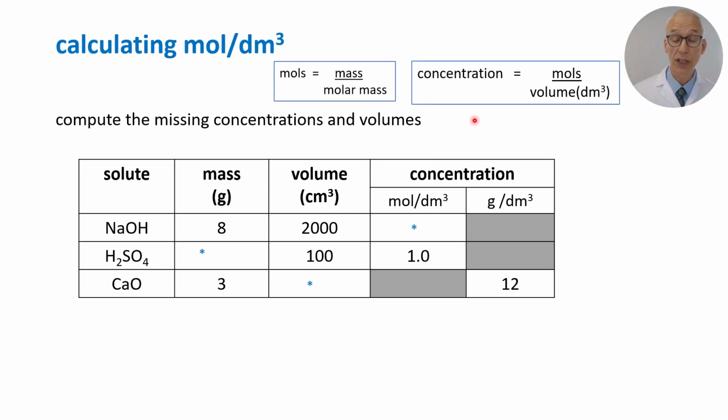If you are confident about these calculations, just skip ahead a couple of slides. Otherwise, try to calculate these 3 missing values. Concentration of sodium hydroxide given a volume and a mass, the mass of hydrogen sulfate given a volume and a concentration, and the volume of calcium oxide solution given the mass and the concentration in grams per decimeter cubed. Stop the lesson, try the 3 calculations, come back to check your answers when you are ready.